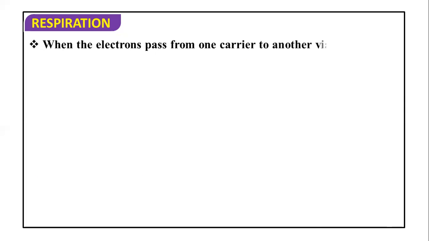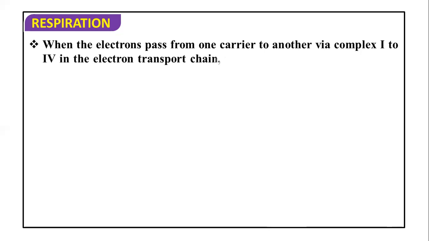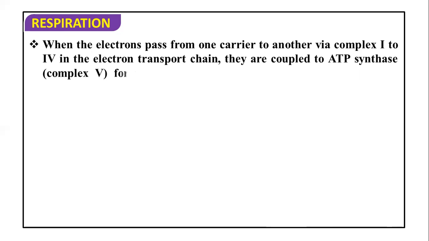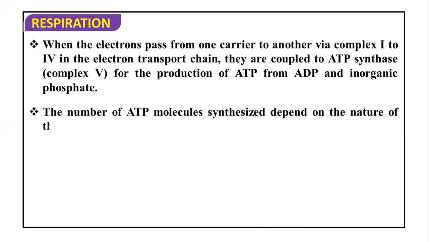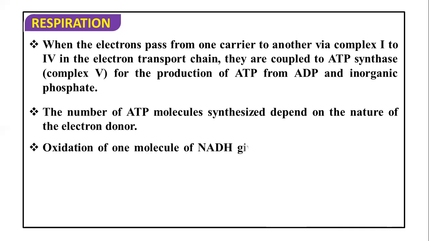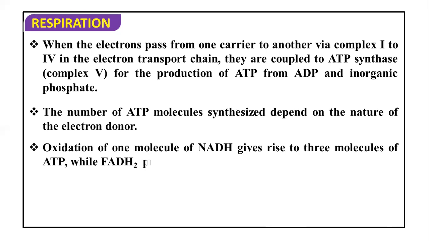When electrons transfer from one carrier to another, from complex 1 to complex 4 in the electron transport chain, they are coupled to the ATP synthase, complex 5, for the production of ATP from ADP and inorganic phosphate. And how this is coupled, we have discussed. The number of ATP molecules synthesized depends on the nature of the electron donor. Oxidation of one molecule of NADH gives rise to 3 molecules of ATP, while FADH2 produces 2 molecules of ATP, as we have discussed.